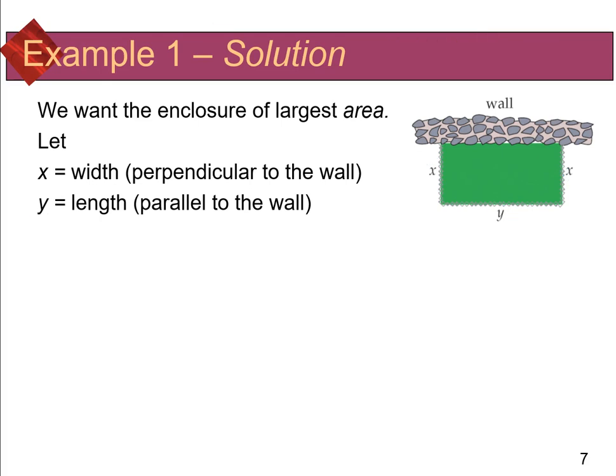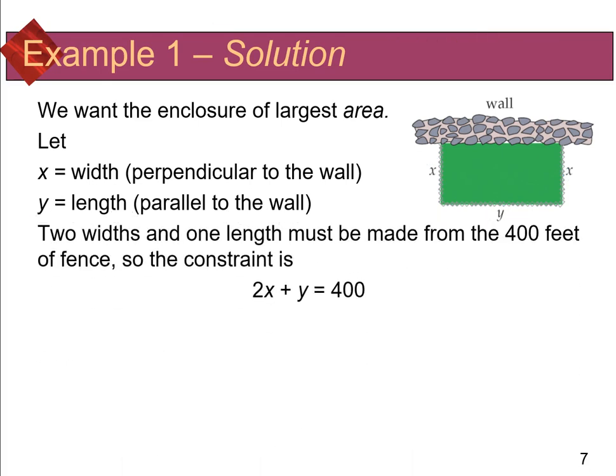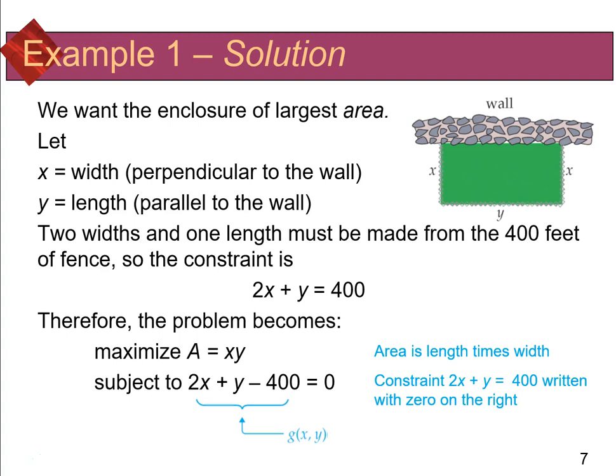So I kind of start off the same way. I come up with my function here, and I still recognize that the area function is x times y, and it's subject to the constraint function 2x plus y minus 400, which is set equal to 0. So this is my constraint function, g of x. This is my f of xy function. That's what we call the objective function.